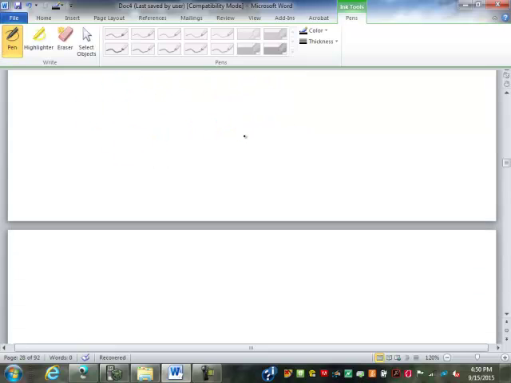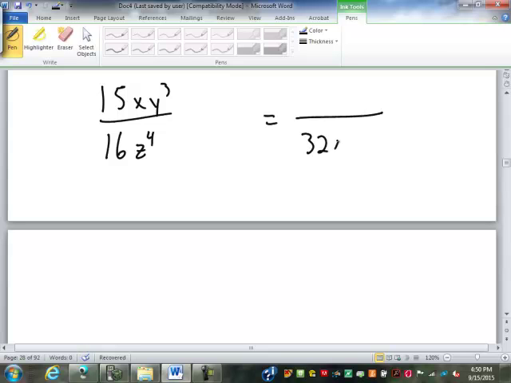Let's have you guys try one here. We're going to have you do 15xy to the third over 16z to the fourth. And we need it to have a denominator of 32 x y squared z to the fourth. Tell me what that numerator is going to be. So to get from 16z to the fourth to the 32x y squared z to the fourth, what do we multiply by?